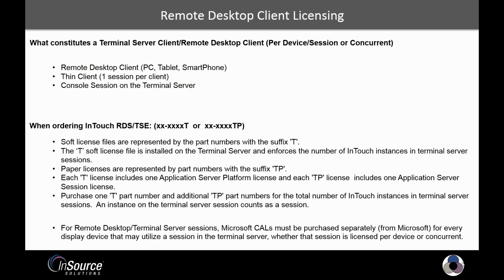So just to make it quick, when you purchase a license for however many clients that will be accessing your terminal server, or remote desktop server, we need to have a session count for how many sessions. They will purchase the first part number with the part number that includes a T. That represents the software license. The next one, for any additional clients, we will purchase a part number that ends with TP. That's a paper license. But when the customer receives the software, it all gets rolled into one software license that specifies the session count for however many users will be connecting into the terminal server.